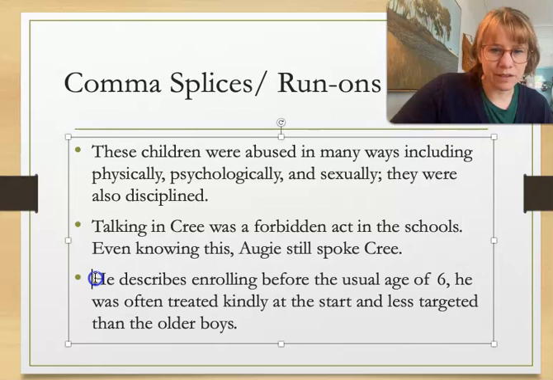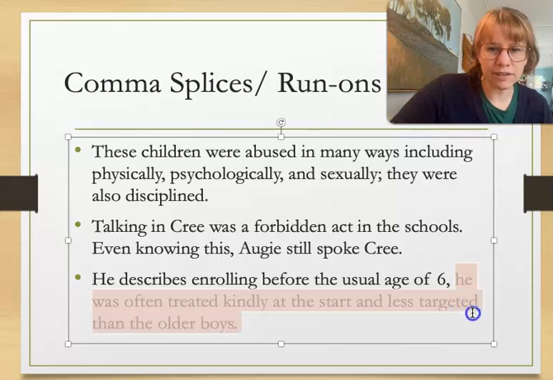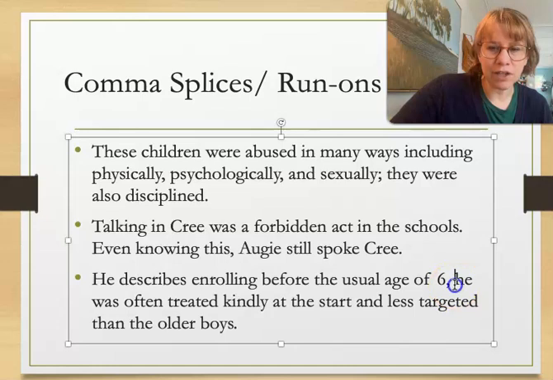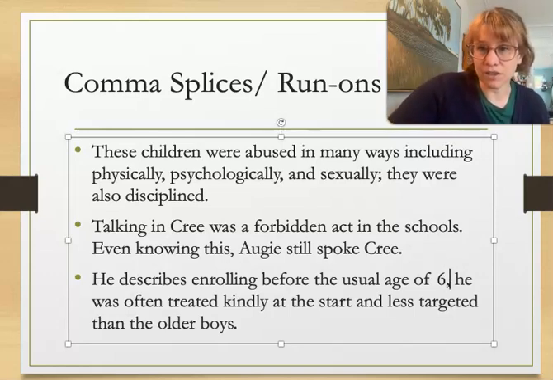And then this one as well: he describes enrolling before the usual age of 6. He was often treated kindly at the start and less targeted than the older boys. So again, you have a comma incorrectly joining two sentences together. That's what a comma splice is. Sometimes you can have a run-on, which has no punctuation at all. So this would be a run-on, but just a comma is usually used.